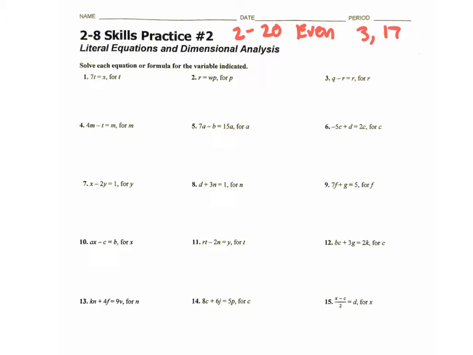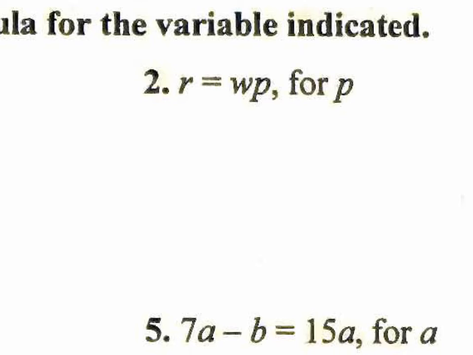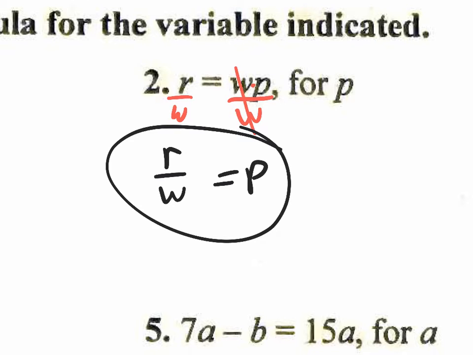On this practice, we're doing 2 through 20 even, and numbers 3 and 17. So let's jump right into it. On number 2, we're solving for P, and P is clearly on the right side of this equal sign. So it says W times P. I need to get P by itself. That's what it means to solve for P. So how do I get rid of the multiplication of W? Divided by W. We do to one side, do to the other. That cancels out. And I love these equations because you just do the math and you're done. You don't really have to actually deal with numbers. It's just R over W. That's your answer. Of course, it's nicer if you put P equals R over W.